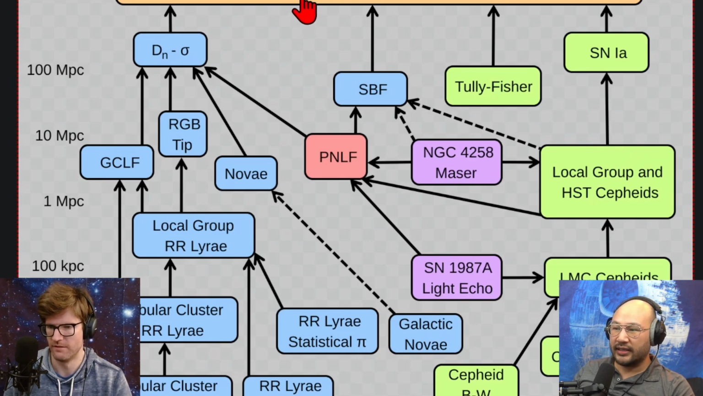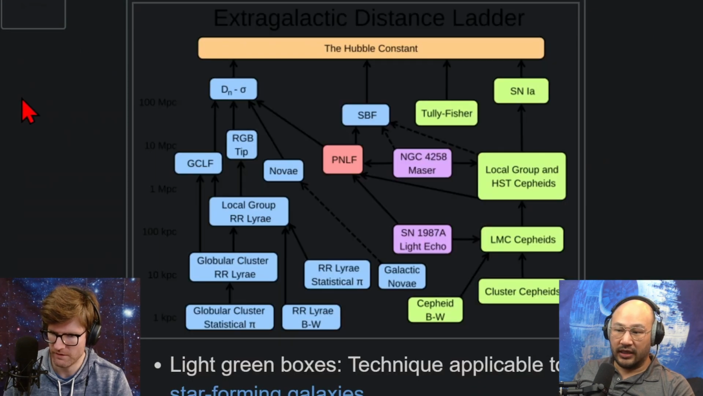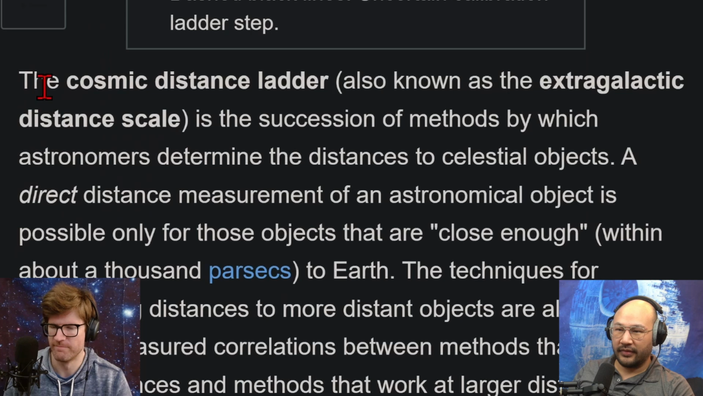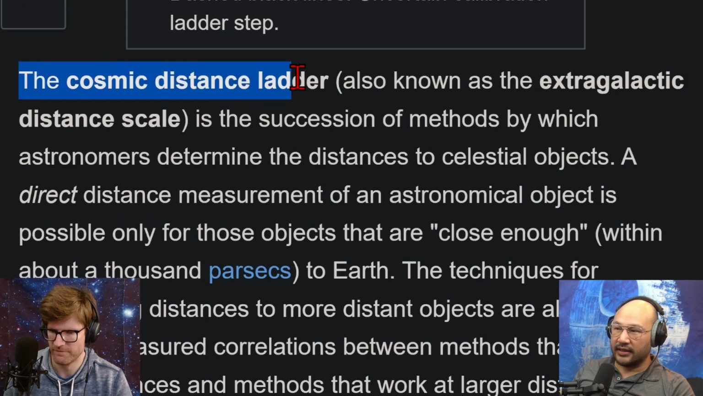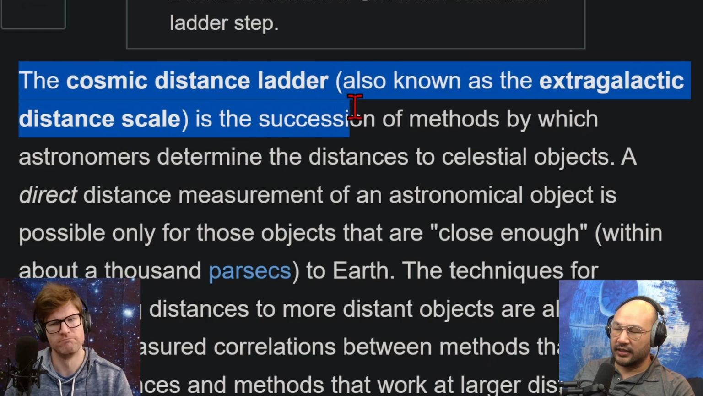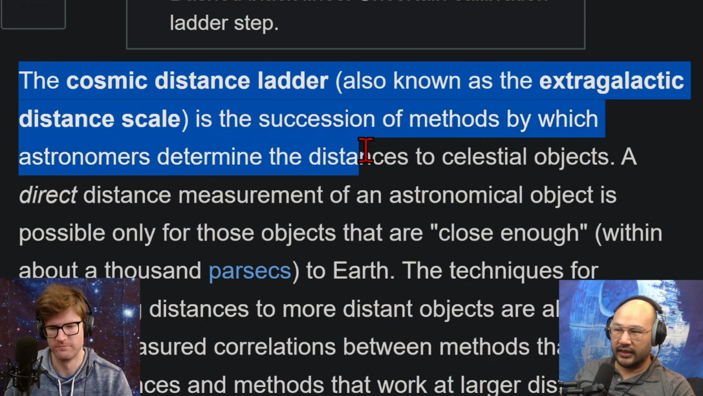But maybe let's break it down instead of these very technical terms. Let's break it down to the conceptual stuff. Conceptual? Sure. So the cosmic distance ladder, also known as the extragalactic distance scale, is the succession of methods by which astronomers determine distances to celestial objects, stuff in the sky.